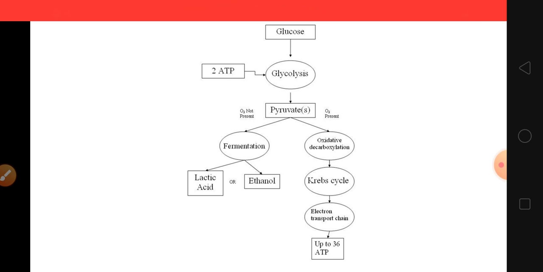So there are 4 steps involved in aerobic respiration. The very first step, glycolysis, takes place in the cytoplasm of the cell, whereas the rest 3 stages take place in the different parts of mitochondria. Now students, let us study further about aerobic respiration, and we'll start by studying glycolysis in detail.